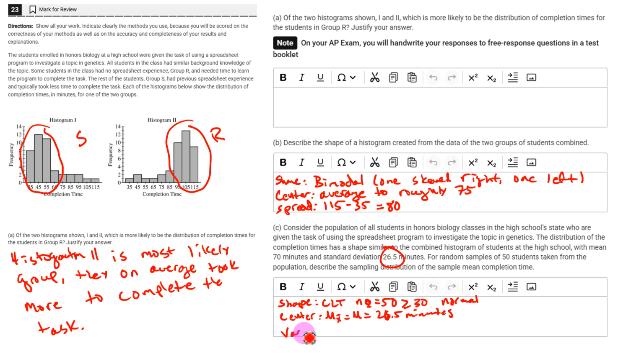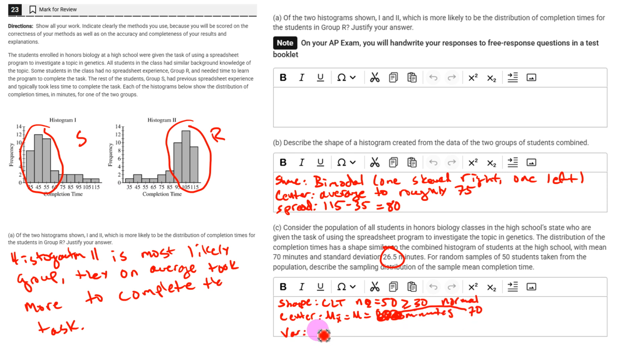And our variability, we're not given anything here about variance. We're given a standard deviation. Oh, I'm sorry, I just misread that. 26.5 is the standard deviation. So this should be 70.